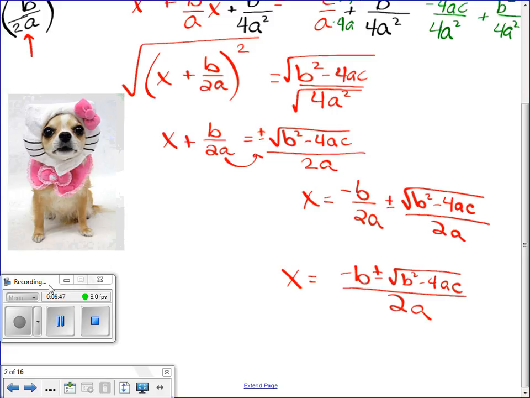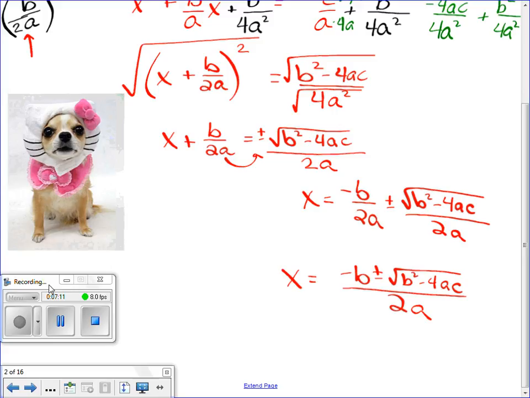I wanted to show you where it came from. It's not something that somebody just made up. I told you I wanted to show you the why. Right? That's where it came from. So really, the quadratic formula is all you've really done is completed the square.